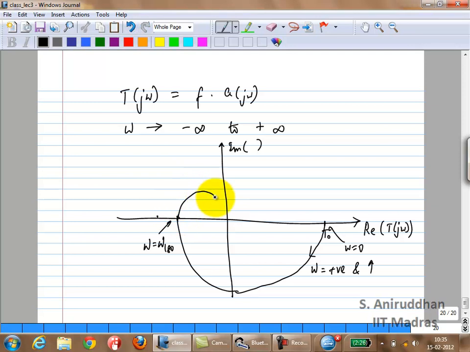Okay, what happens at omega equals infinity? It is right at the origin. Magnitude is 0. What happens to the phase? Minus 270. So it's basically like a vector of 0 magnitude and tangential to a tangent which is parallel to the j omega axis. So you do this. Okay? Omega equals infinity.